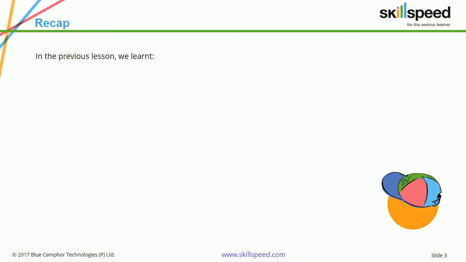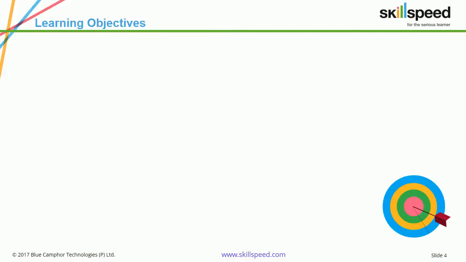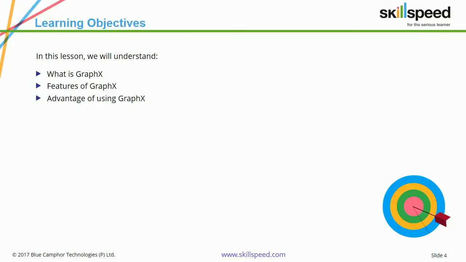So to recap, in the last lesson, we have learned about graphs, vertices and edges, the different types of graphs and the use case for the same. In this lesson, we will be understanding GraphX, the features and advantages of the same, and a real-world example.